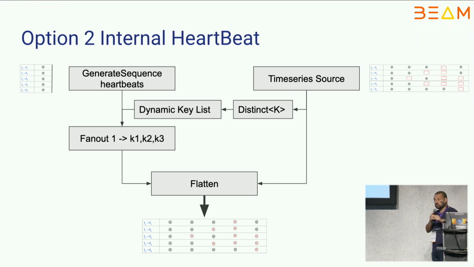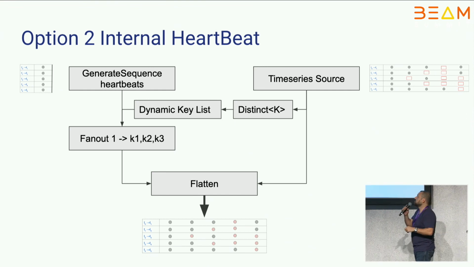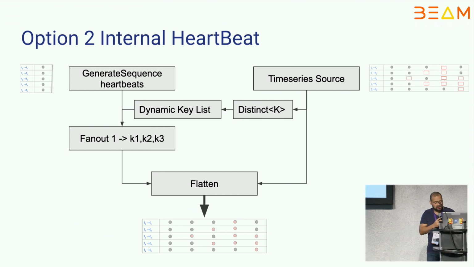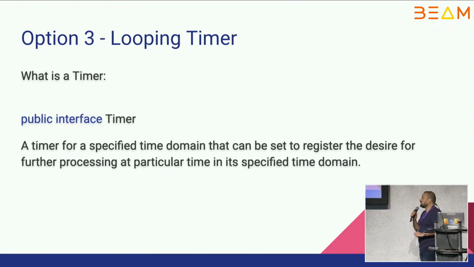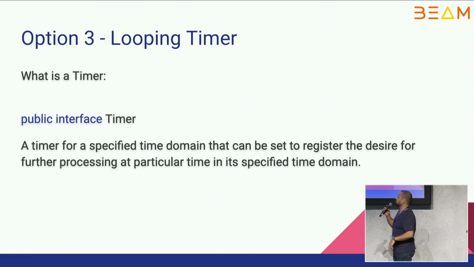Option 2 removes that problem of having something external to the pipeline. We could use the generate sequence utility to actually generate these values for us. So now we're all contained within one pipeline. However, we still have all that distinct and dynamic list problems to solve. So the third solution is one we explored with Ken and folks around using a timer to actually solve the problem for us.